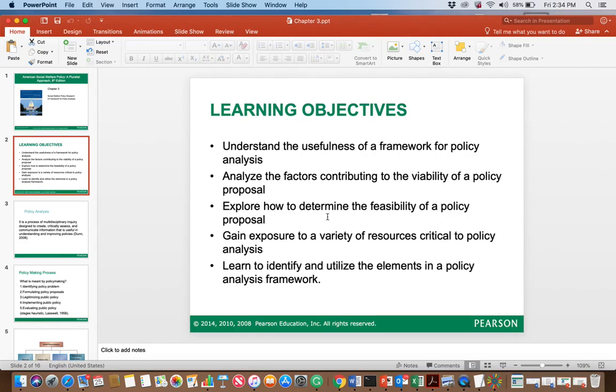3. Explore how to determine the feasibility of a policy proposal. The bullet number 3 basically tells you how do you determine whether it is feasible to do A versus B. Now, as we are going to go forward, you are going to be reminded that the way you evaluate feasibility, we are going to look at political feasibility. Is the political climate okay? We are going to evaluate economic feasibility. Can we afford it? We are going to evaluate administrative feasibility.